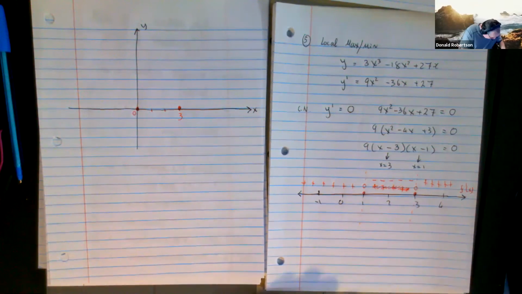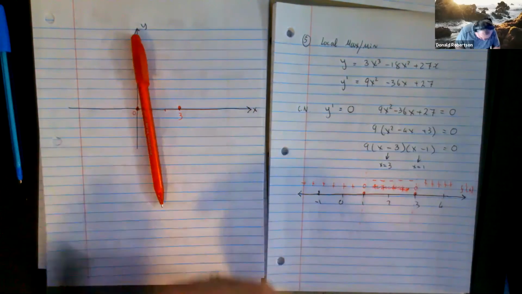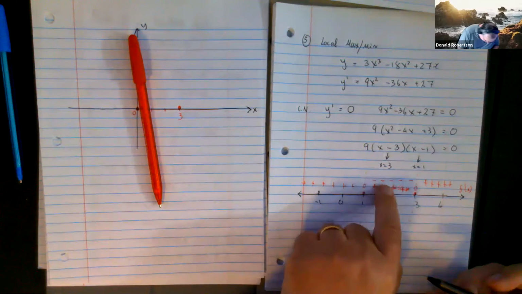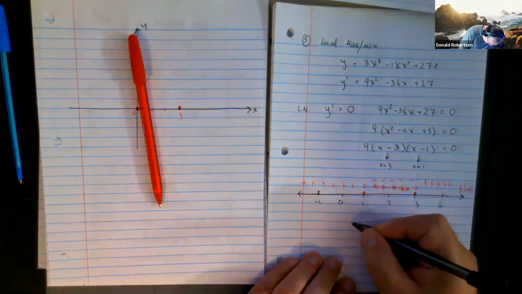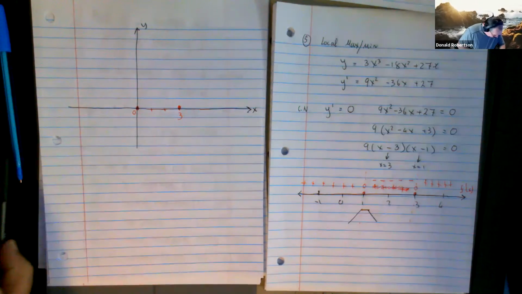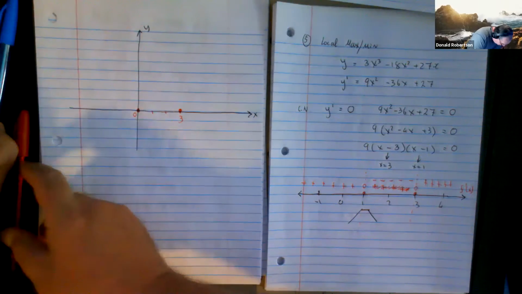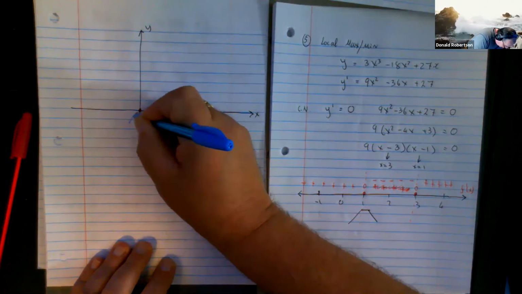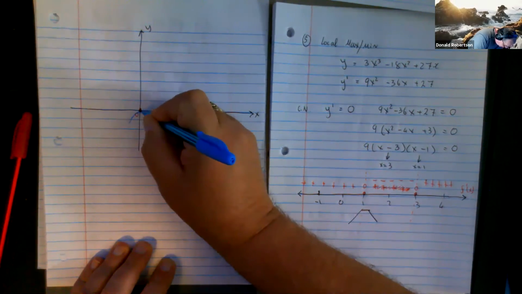Right, what do I have here? Well, positive, 0, negative derivative means positive, 0, negative. So that's a local max there. And at 0, we have a local max. So like this.